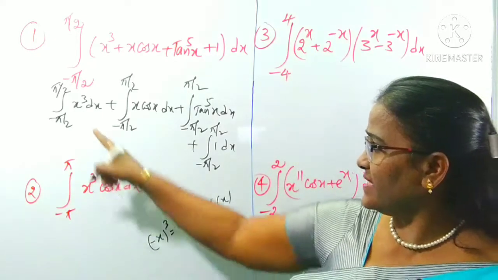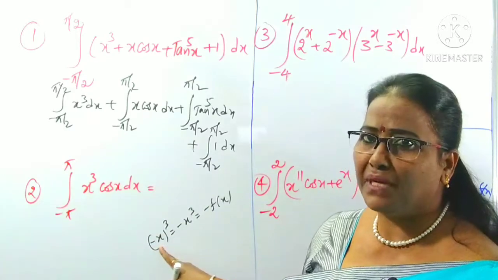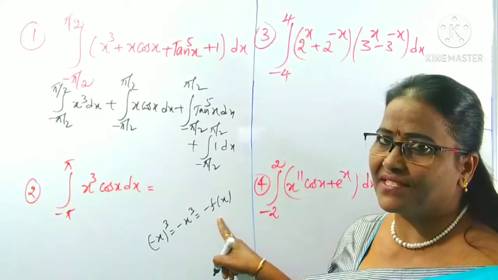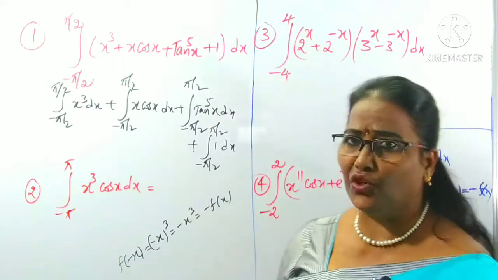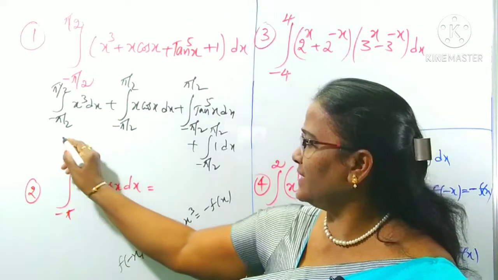Okay. What is f of x here? x cube. In place of x, if you take minus x, it becomes minus f(x). Therefore, f of minus x is equal to minus f(x), which means it is clearly an odd function. Immediately we can take this integral as 0.